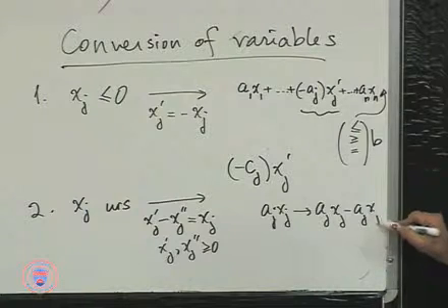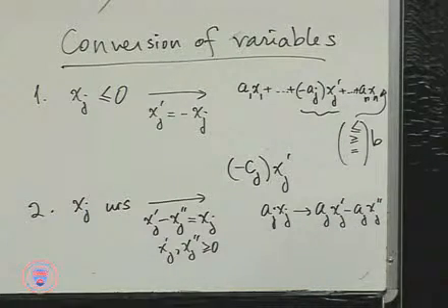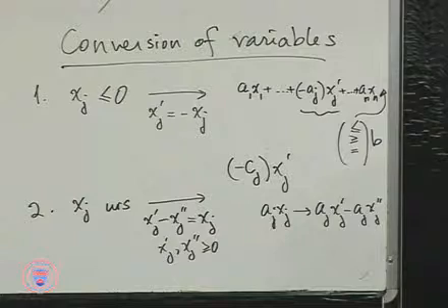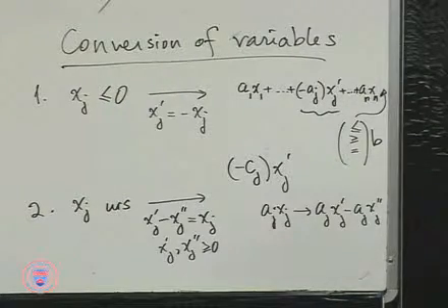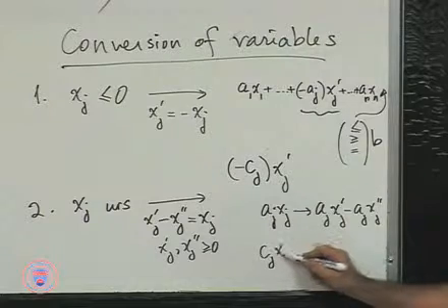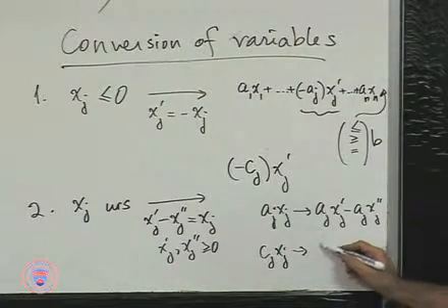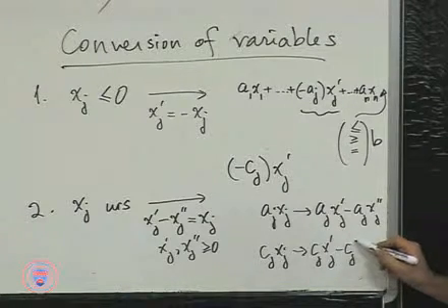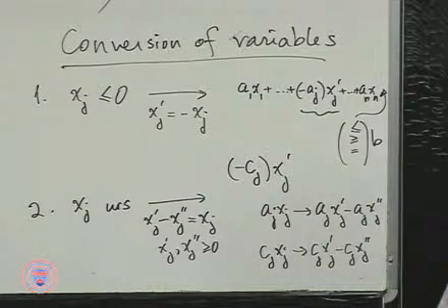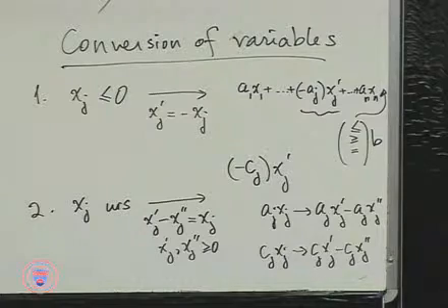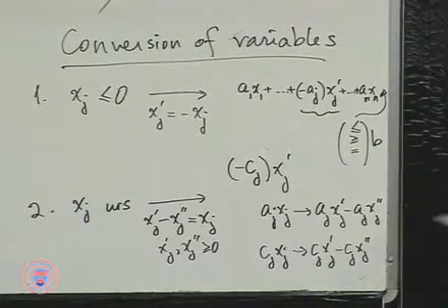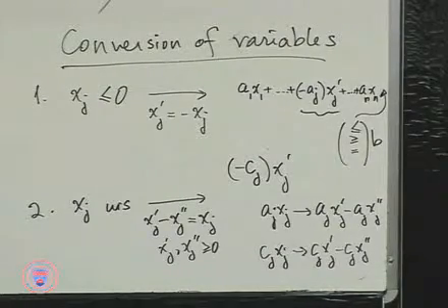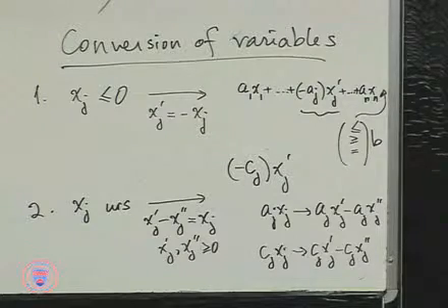aj xj double prime. This one has a prime. I just misplaced the prime actually. aj xj prime minus aj xj double prime. That's what you substitute in the constraint matrix. And in the cost, in the objective function, cj xj is now cj xj prime minus cj xj double prime. So you've got one additional variable in the problem, and that introduces an additional column as well as an additional cost or contribution in the objective function.